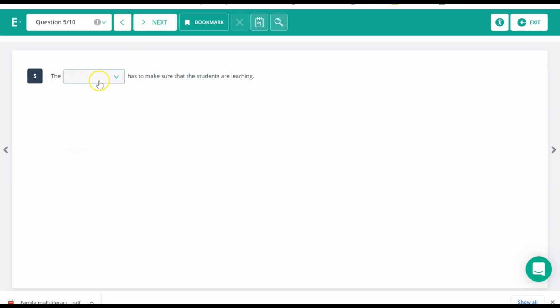Full means you have a lot of it, a lot of hope. Number five. The blank has to make sure that the students are learning. The teachless, that's not a word. The teachful, that's not a word. The teacherly, that has two suffixes, er and ly. Or the teacher. Choose the one that fits best. The teacher has to make sure that the students are learning.